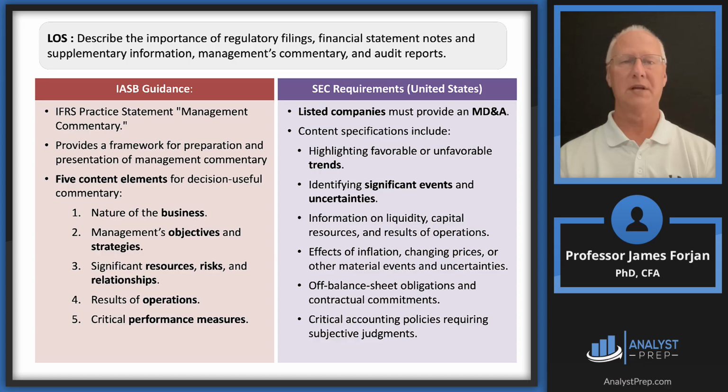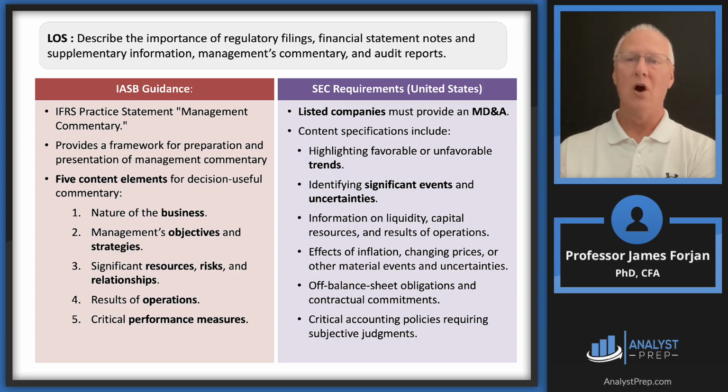Now let's go ahead and continue this conversation about the difference between what goes on internationally and what goes on inside of the United States. So let's do the International Accounting Standards Board's guidance. These are 5 content elements: nature, objectives, resources, risks, results of the operations, and then critical performance measures. So the international group has these 5 elements.